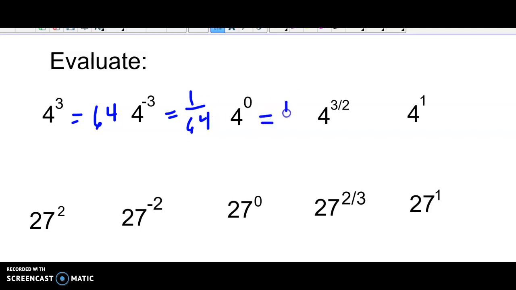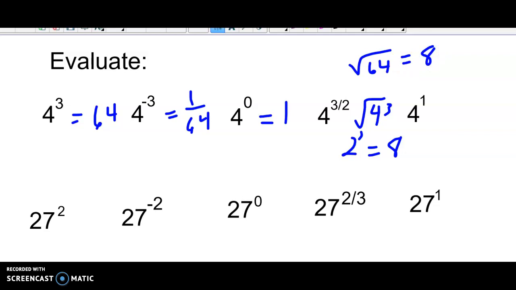Anything to the 0 is 1. If I raise 4 to a fraction, then the bottom number tells me what the root is. So since the bottom number is 2, it's square root of 4 to the third. And it doesn't matter how you evaluate that, guys. You can take the square root of 4 first, which is 2, and then 2 to the third is 8. Or you can take 4 to the third first. 4 to the third is 64. Square root of that is 8. Either way, 4 to the 3/2 power is 8. And 4 to the first power is just 4.